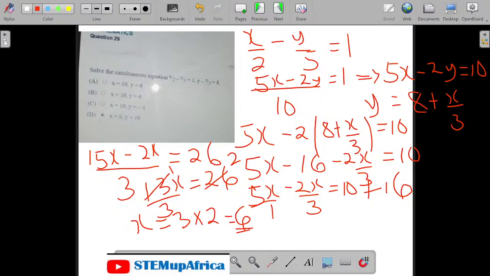Now it is easier, there's no need to find y. If you look at the options, you can see it's only option D that has x as 6. The time we would use to solve for y, you can just use to go to the next question, because it's only option D that has x as 6.